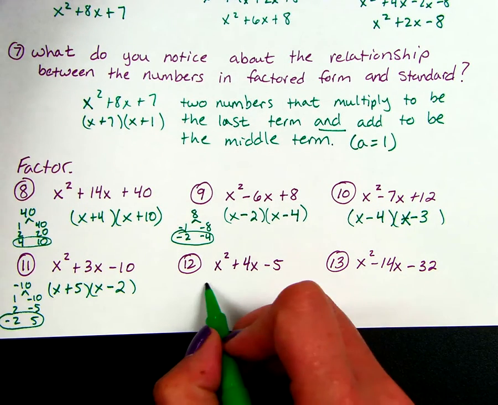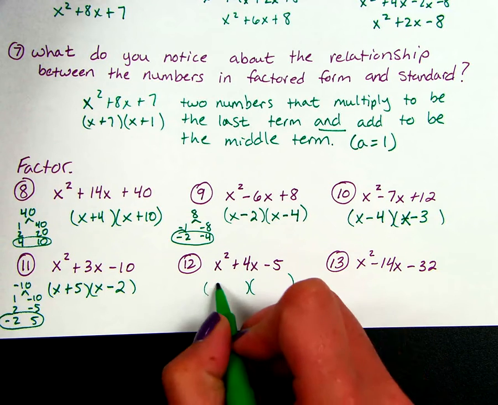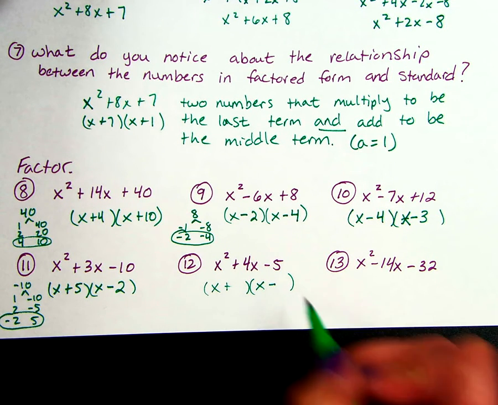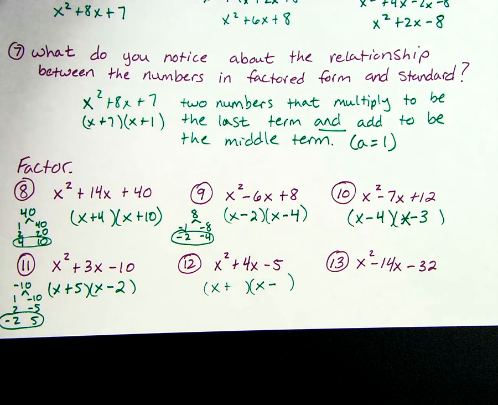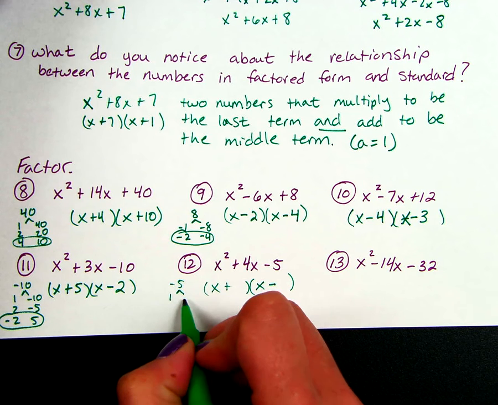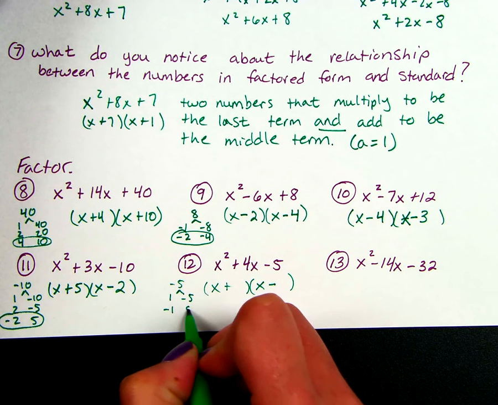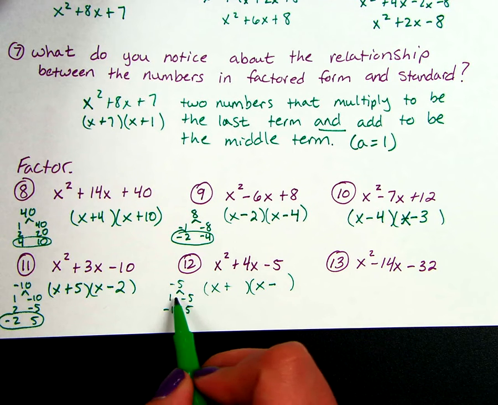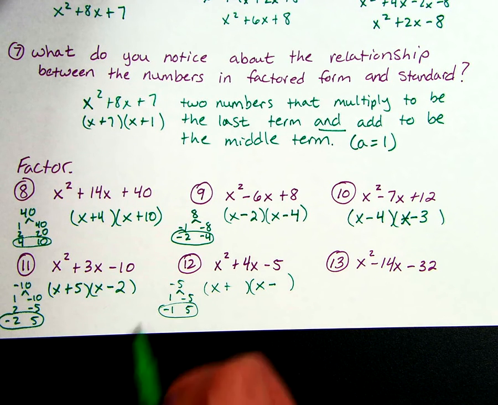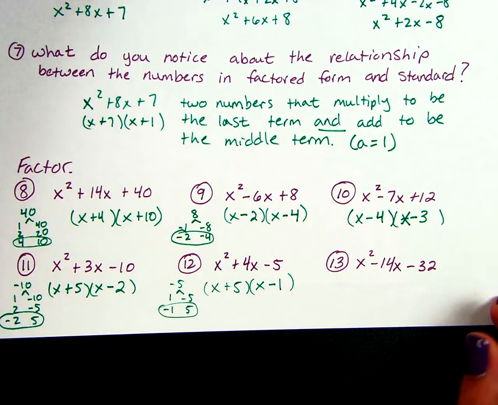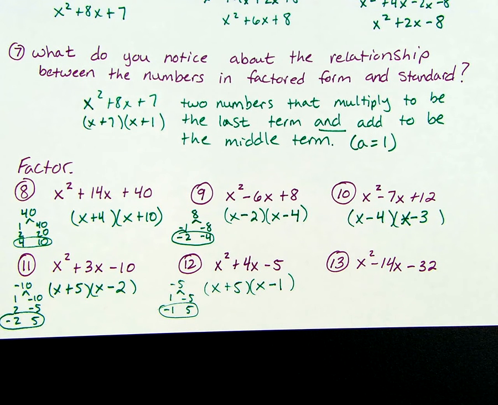All right, 12. Okay, looking for the same thing, two numbers that multiply to be -5. Again, I'm going to need a positive number and a negative number to do that. And then they have to add to be 4. The only factors of 5 are 1 and 5. So we just have to choose a set that's going to work. It has to add to be a positive, so we're going to want to choose -1, +5. So +5, -1. And that will be our factored form.